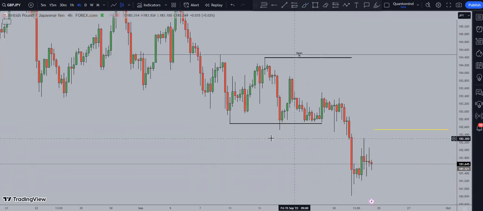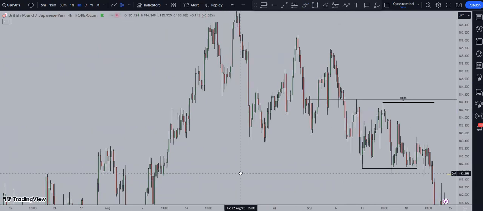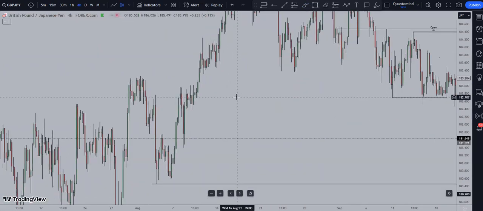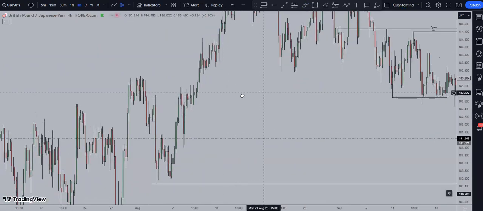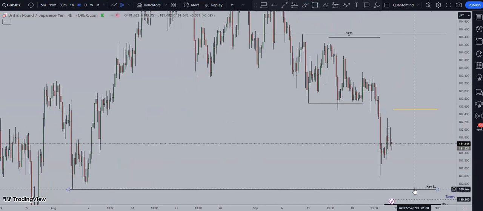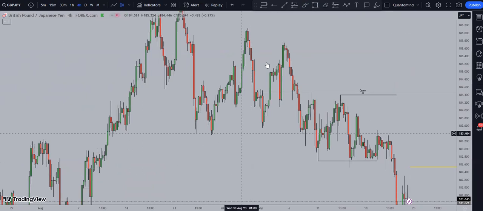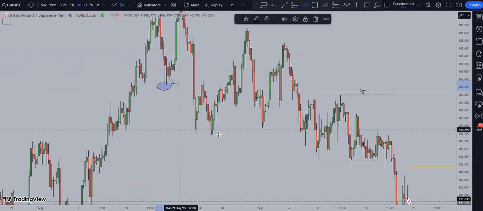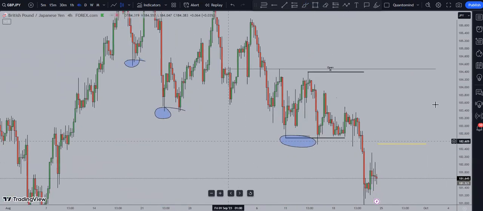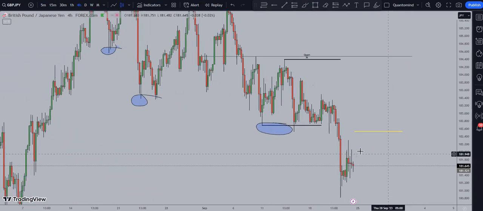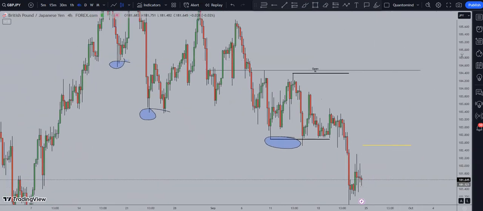So let me see. We also have to count this low. Did it break structure? It has not broken structure. Can you believe that? This is going to be a 100% retracement. That adds more. And then we have one low, two lows, three lows. Right? So this is the fifth low that's going to create.